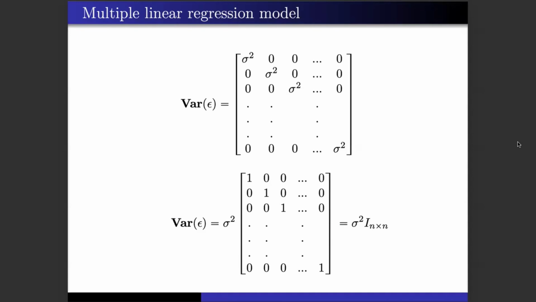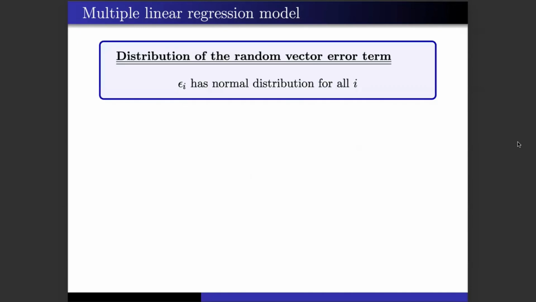And we have the generalized assumption on this error term that the variance of this random vector error is equal to sigma square times the identity matrix, where the dimension of this identity matrix is n cross n. Let's talk about the distribution of this random vector error term.